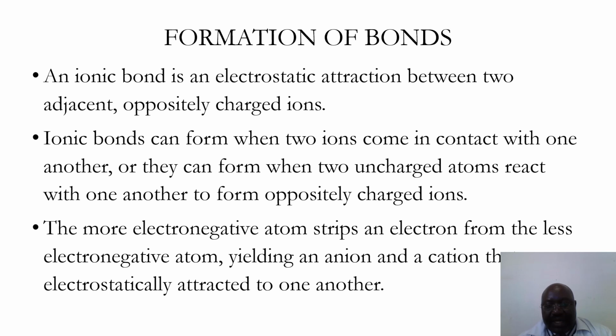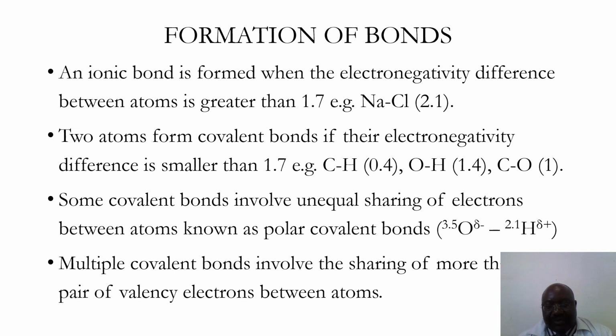An ionic bond is an electrostatic attraction between two adjacent oppositely charged ions. Ionic bonds can form when two ions come in contact with one another, or they can form when two uncharged atoms react with one another to form oppositely charged ions. The more electronegative atom strips an electron or electrons from the less electronegative atom, yielding an anion and a cation that are electrostatically attracted to one another. An ionic bond is formed when electronegativity difference between atoms is greater than 1.7.